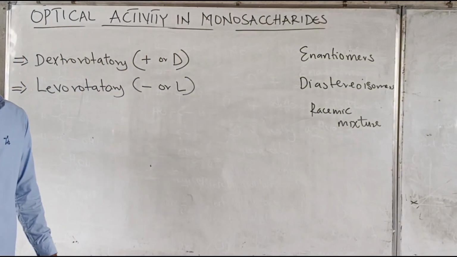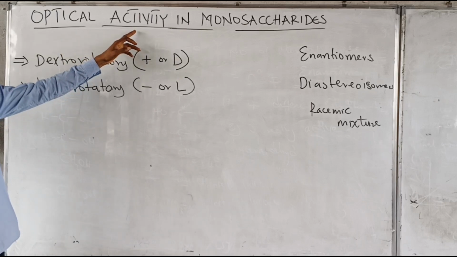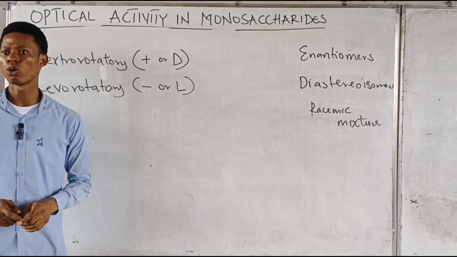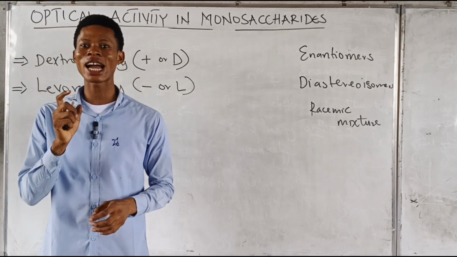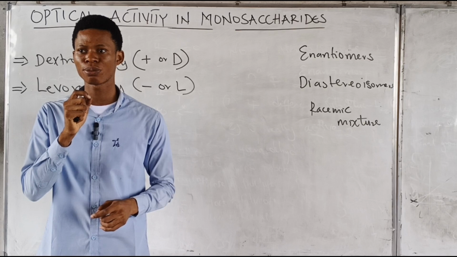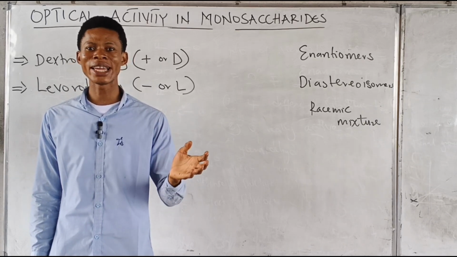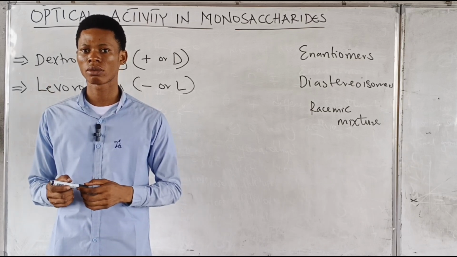All right, please let's look up. We'll be looking at optical activity in monosaccharides. Now, for a substance to be considered optically active, that compound must be able to rotate what? Plane polarized light, a beam of plane polarized light.